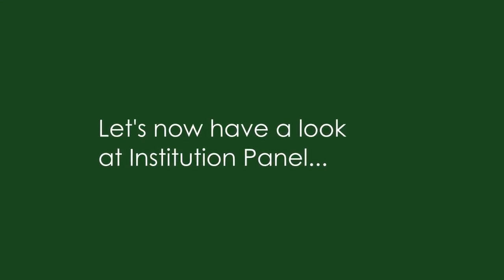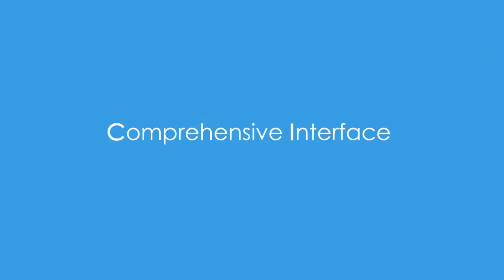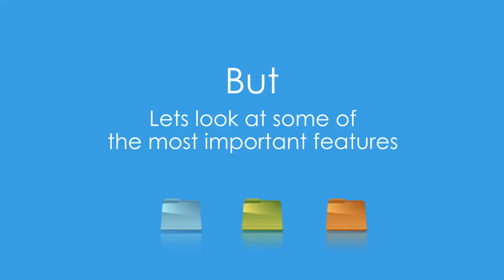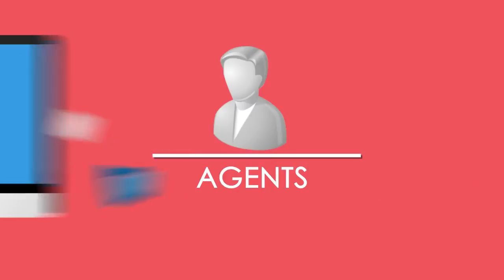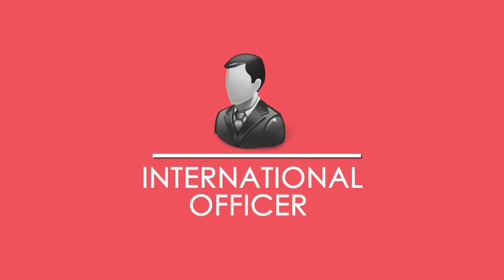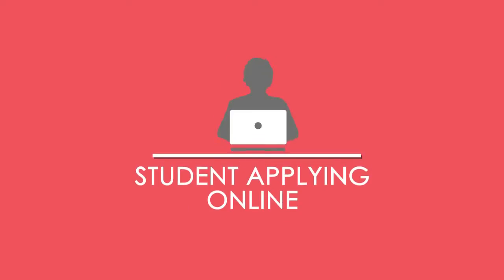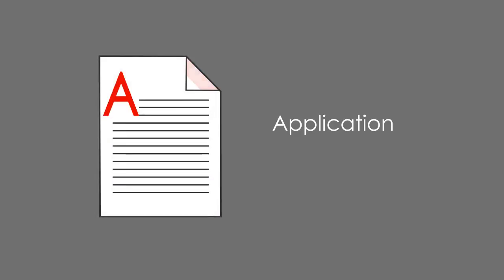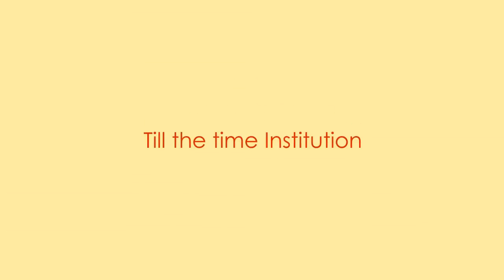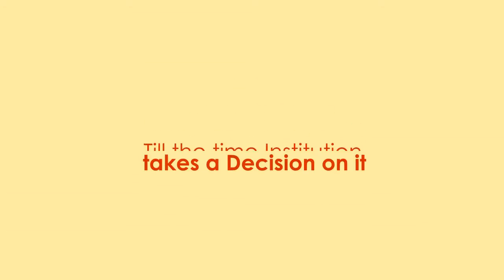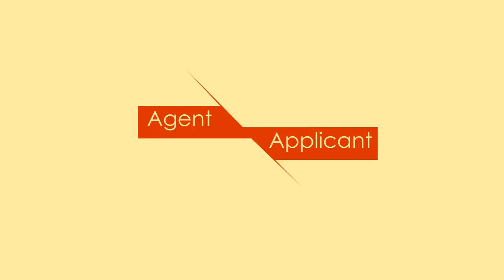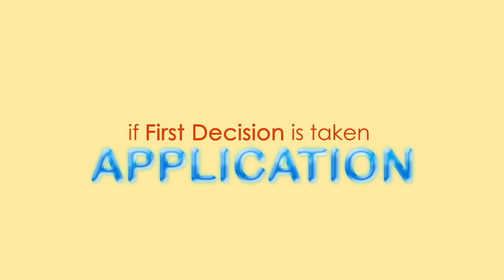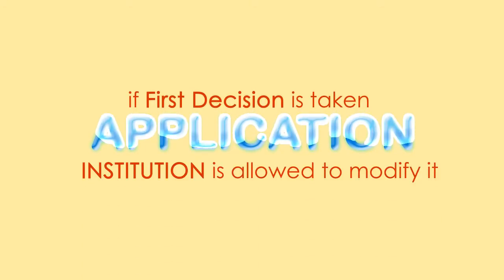Let's now have a look at the Institutions panel. It's a comprehensive interface, but let's look at some of the most important features one by one. When an application comes to the system from one of the sources such as agents, an international officer adding a working student, or a student applying online, this application will appear as new till the time the institution takes any decision on it. The application is open for any changes by the applicant or agent. But as soon as the first decision is taken, the application gets frozen and only the institution is allowed to modify it.